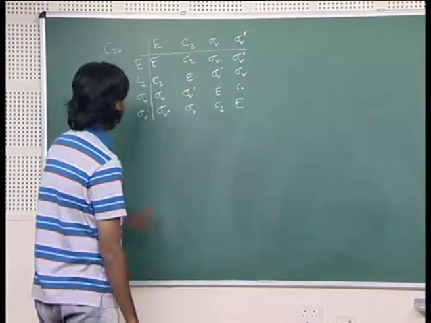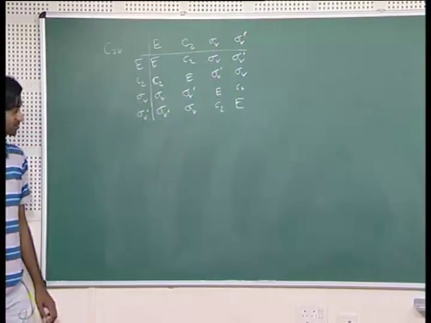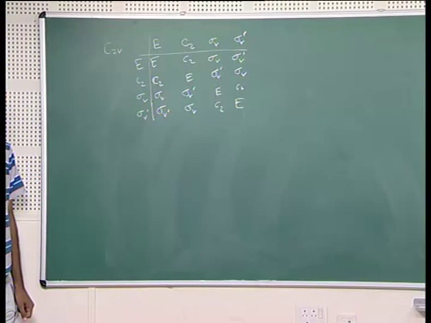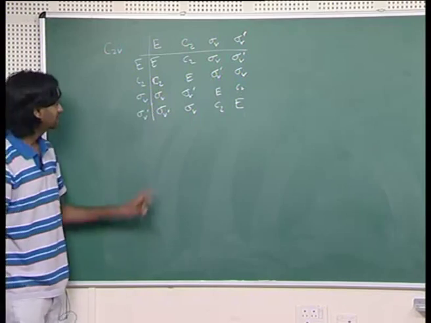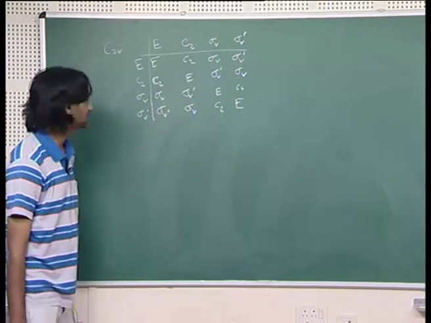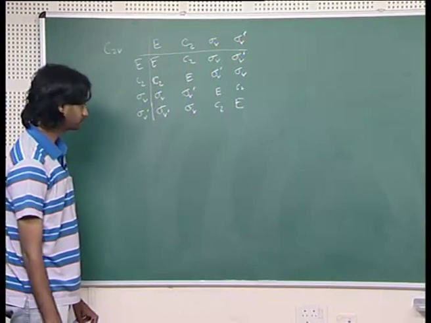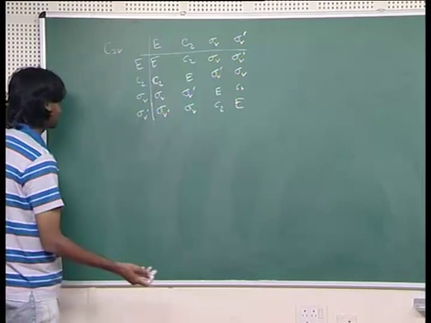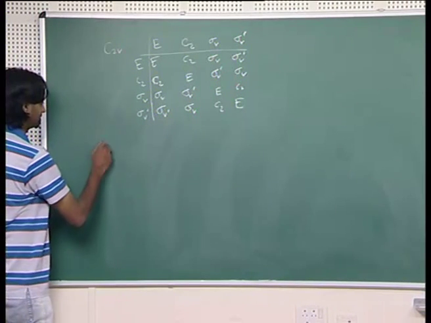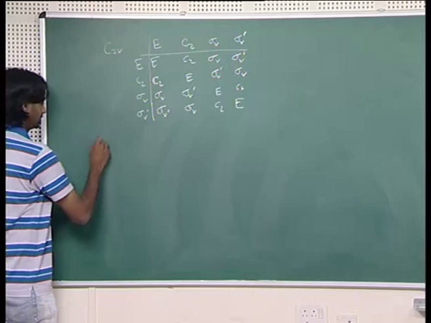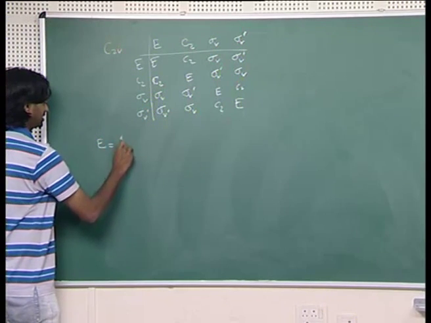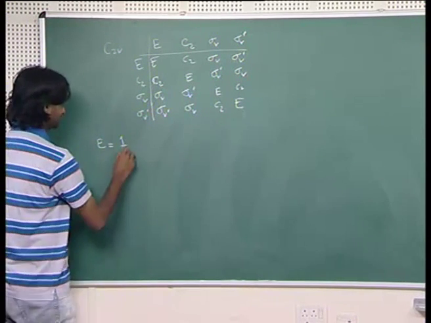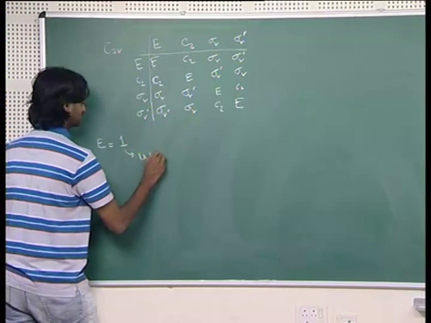So, this is the multiplication table of this C2V group, and what we can immediately see is that now we want a representation that maintains all these products. Okay. So, let us look at various representations. First, let us look at a very trivial representation. So, E is equal to 1. So, 1 is basically a 1 by 1 matrix.